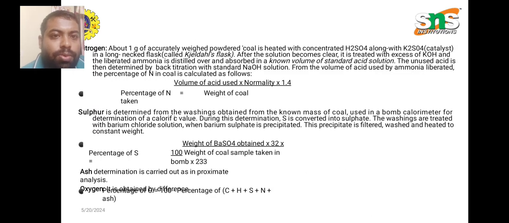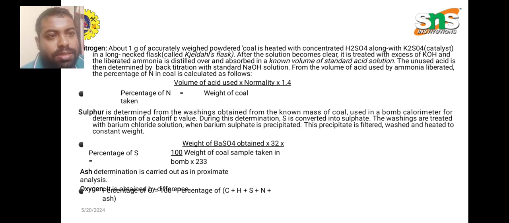Nitrogen. About 1 gram of accurately weighed powdered coal is heated with concentrated sulfuric acid along with K2SO4 as a catalyst in a long necked flask called Kjeldahl flask. After the solution becomes clear, it is then treated with excess potassium hydroxide and the liberated ammonia is distilled over and absorbed in a known volume of standard acid solution. Then the unused acid is determined by a back titration with standard NaOH solution.